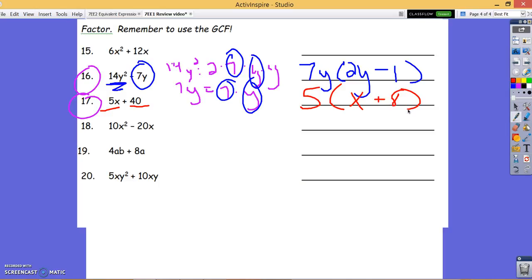Okay, so go ahead and try those. You don't need to show the prime factorization. You don't need to show the work, but sometimes it's helpful, especially for something more complicated like number 20.